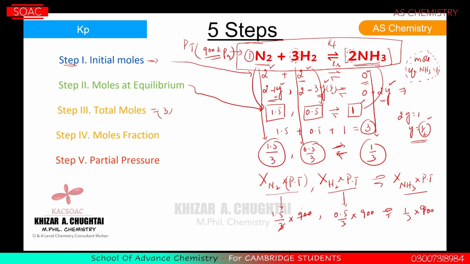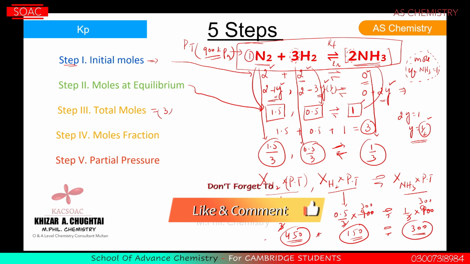So what is the answer basically? That is equal to 450, and that is equal to 150 partial pressure, and that is equal to 300. Just keep in mind, you can check your answer once again. If I add all these values, the overall answer must be equal to 900. 450 plus 150 plus 300 must be equal to the total pressure, that is 900.